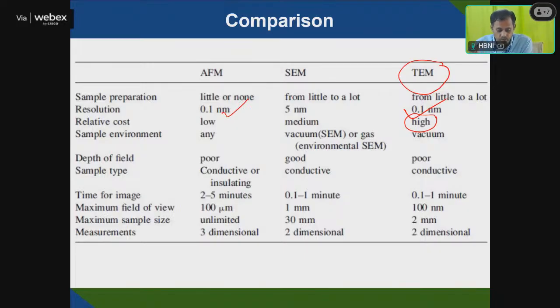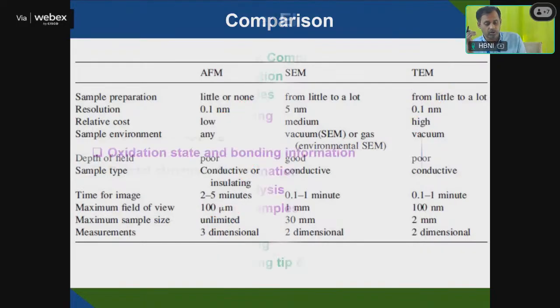AFM can be done at ambient temperature, you don't need a vacuum, and you get a 3-dimensional image directly. But in SEM and TEM, it's difficult to get a direct 3D image. The maximum field of view is in micrometers. And you don't need a conductive or insulating sample distinction, AFM can be done on both. But for SEM and TEM, you have to make it a conducting sample if it is non-conducting.